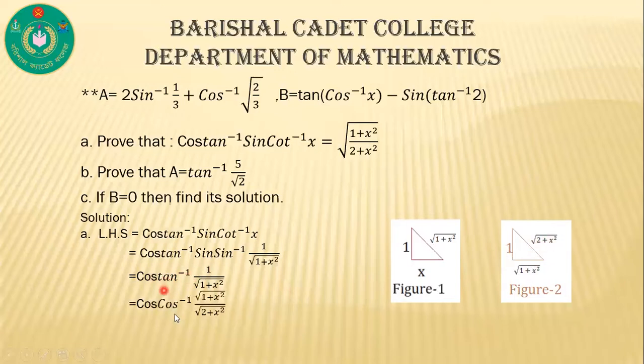Now cos inverse. Cos inverse means base by hypotenuse. Here base root 1 plus x square and hypotenuse root 2 plus x square. Now cos inverse cancels. Then we can write root 1 plus x square by 2 plus x square. Proof.